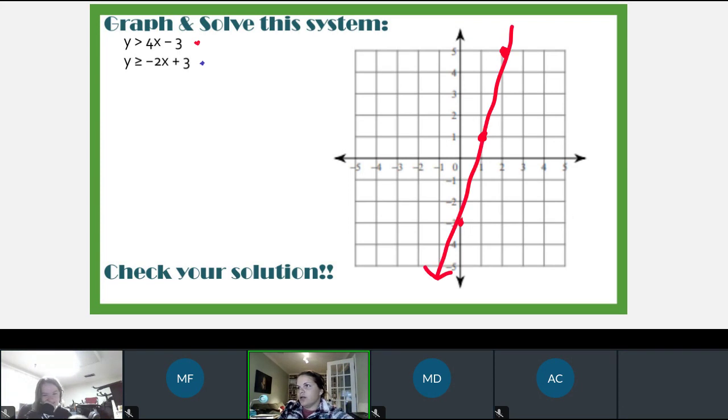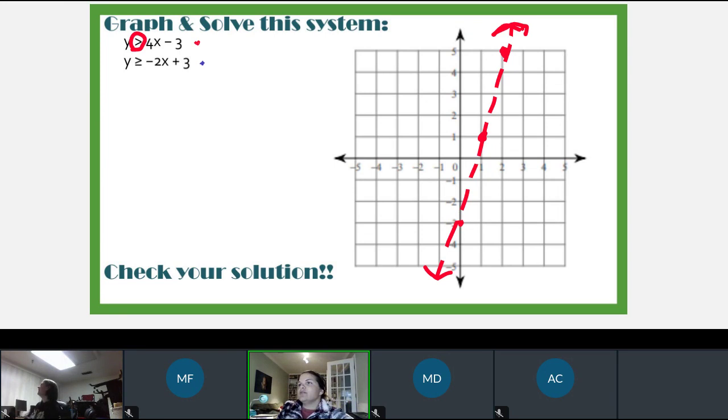Oops, I did something wrong. Does anybody know what I just did wrong when I drew this line? Anybody? What's wrong with the line that I drew? Good, Adelina, good. Not the arrows. Yes, Jonathan. So this should be a dotted line, because this sign is just greater than. So it's a dotted line.